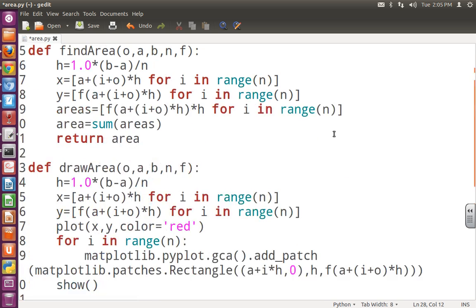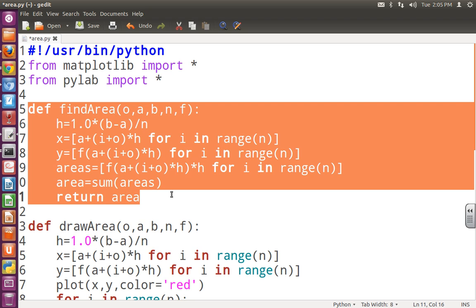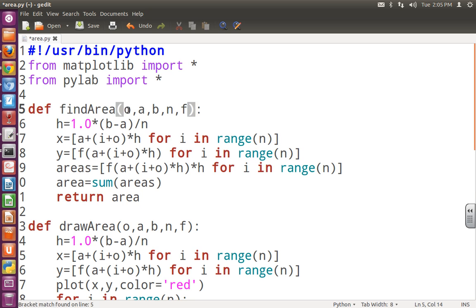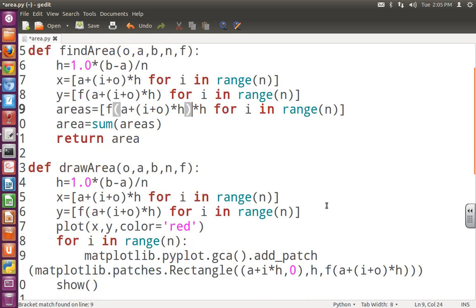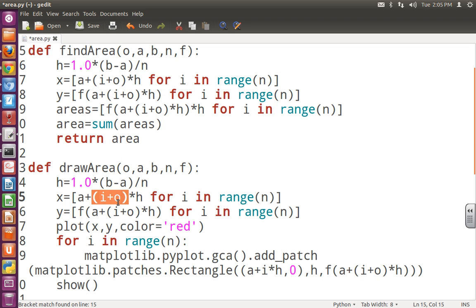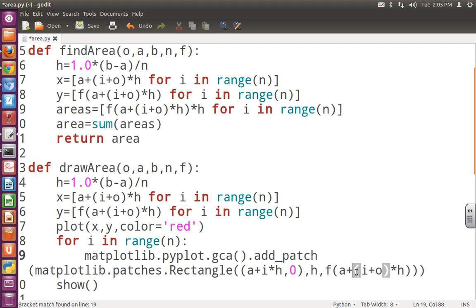All right, so let's go from the top. Do you have find area? What did we do? We added this. We changed this. We changed this. We changed this, right? Do you have draw area? We added this. Well, actually with the comma, right? We changed this. We changed this. Do you have the rectangle correct? We changed nothing in here except for this.